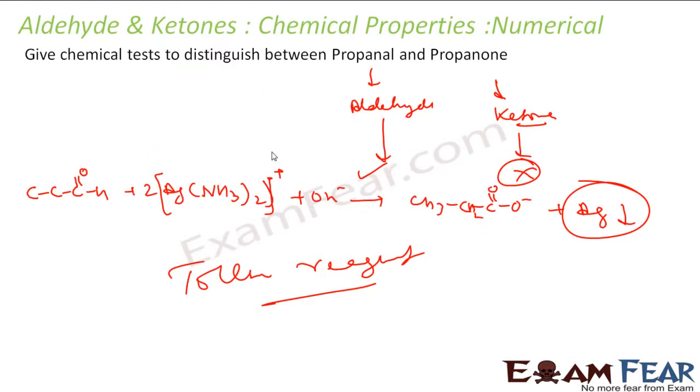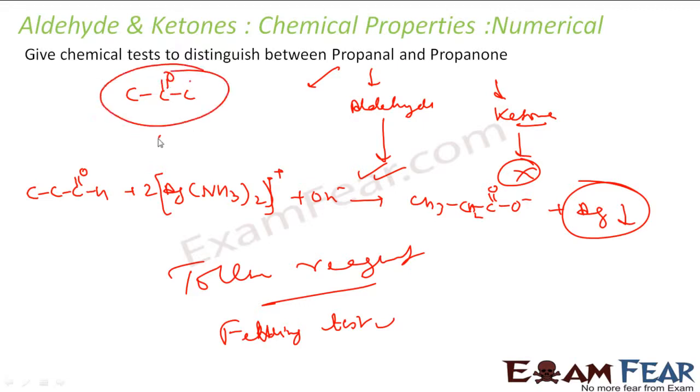For aldehyde and ketone, we have other methods also. I can use the Fehling test also. The Fehling test will work with aldehyde, but will not work with ketone. So we can use both these. And if you see propanone and propanal, propanone is a methyl ketone actually, and propanal is not a methyl ketone, it's an aldehyde.